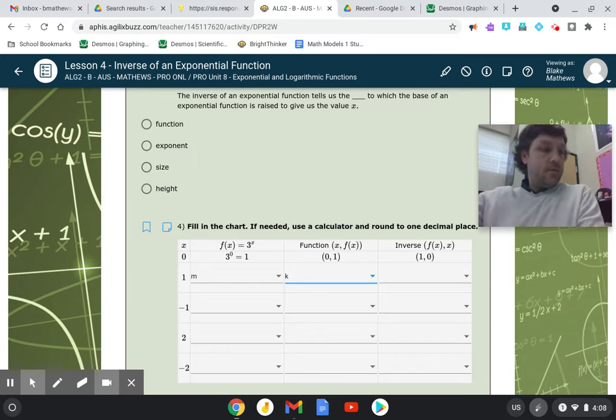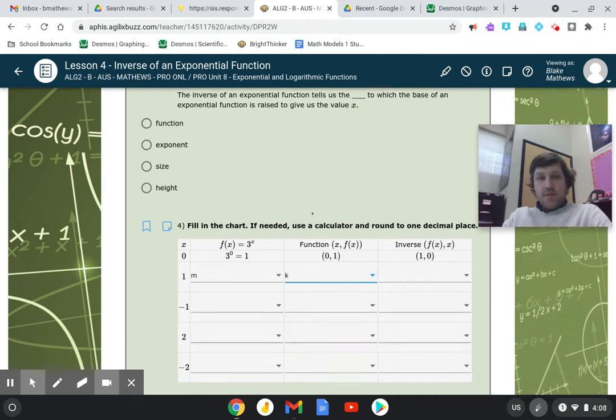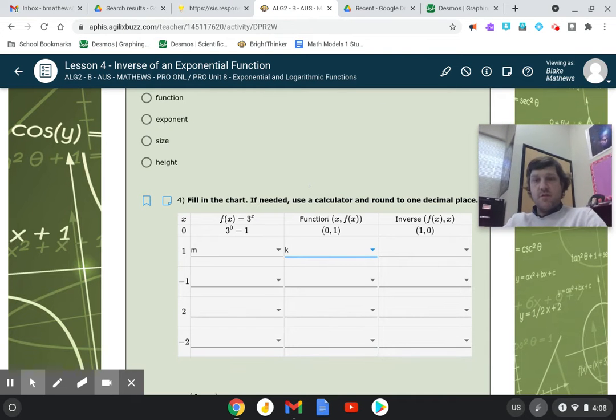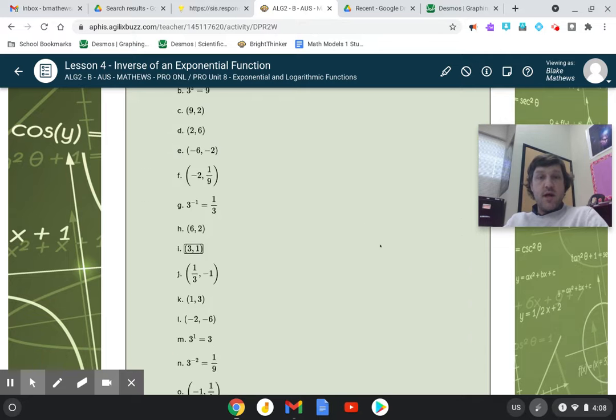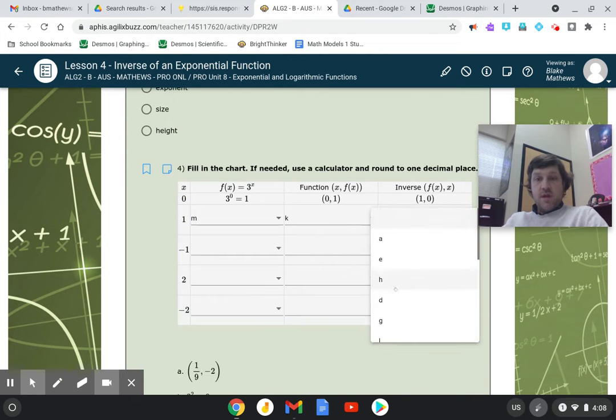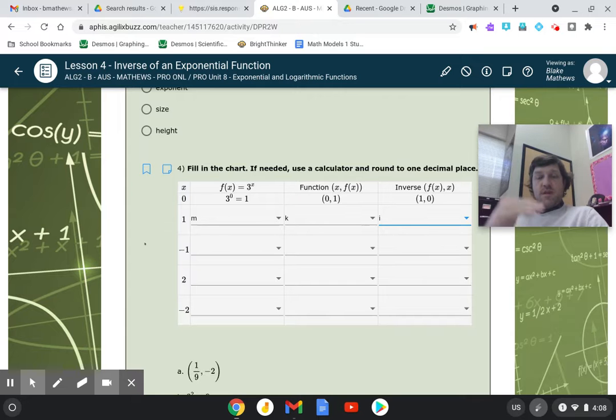All right. Then the last step is to switch them to find the inverse, which is what the inverse is. So 0, 1 becomes 1, 0. So if you remember, we had 1, 3. So we need to find 3, 1, which is answer choice I, and that's going to go right here. And you do that for each step of the way. So next one, you're going to use -1 as the number you plug in and work through all of those steps, just like I told you.